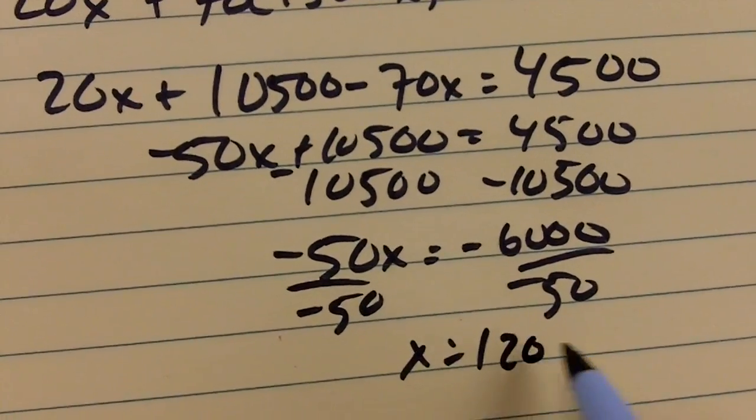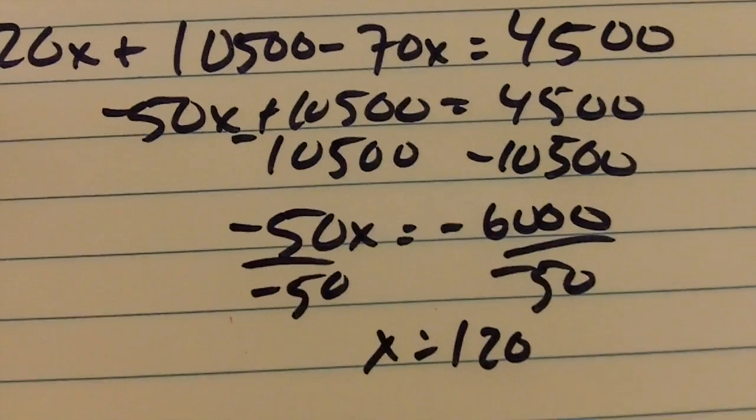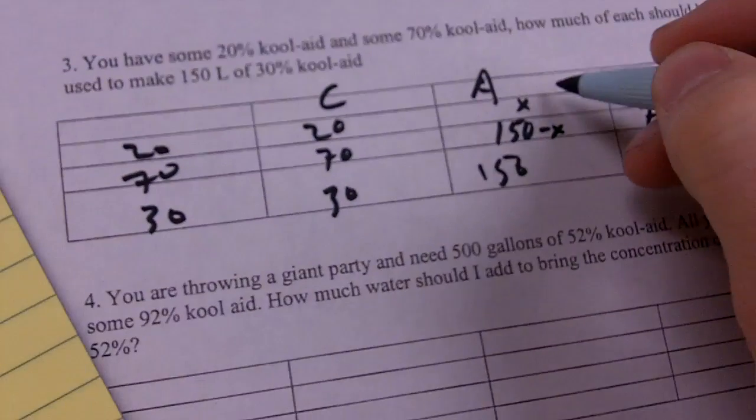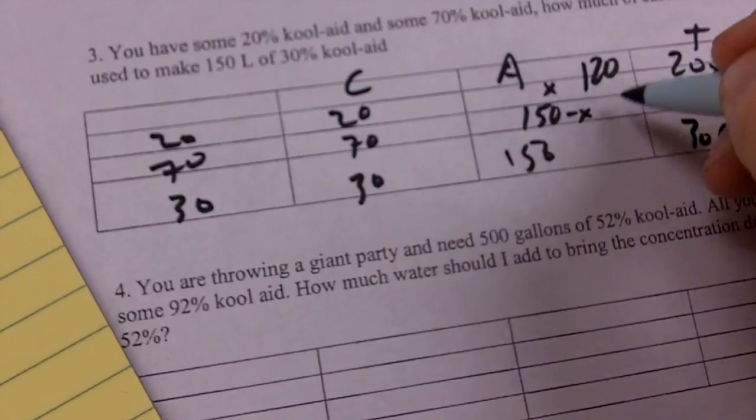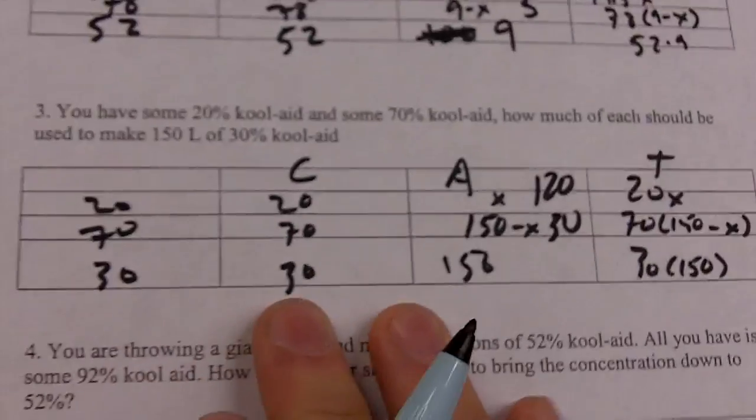x equals 120. If I'm going too fast, you can always just rewind and look at this again and kind of slow it down so you can see it for yourself. X equals 120. What does that mean for me? That was the amount of the 20% solution. 150 minus 120 is 30, so that one's 30. Got one more problem to work out.